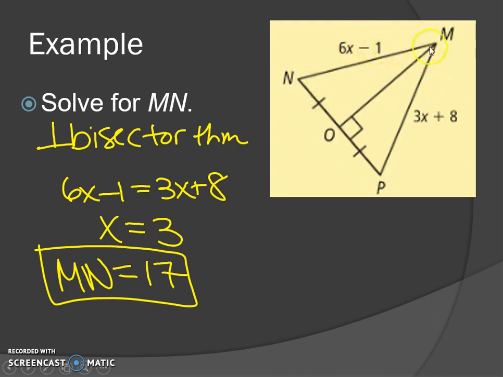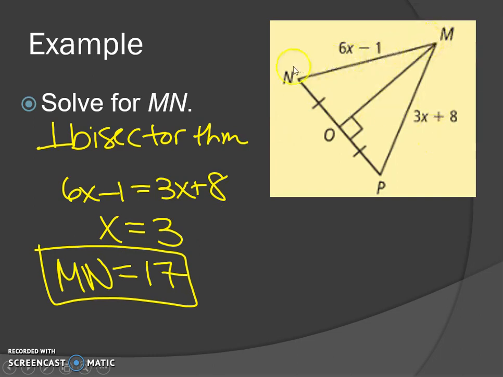So 6x minus 1 and 3x plus 8 are equal to each other because of the perpendicular bisector theorem, right? So you make them equal to each other and you solve for x. So you do minus 3x, add 1, and then 9 divided by 3 is 3. So x equals 3. Once you find x, that's not the answer.